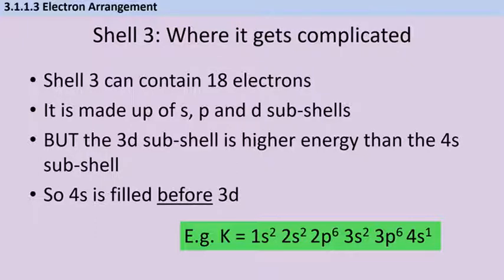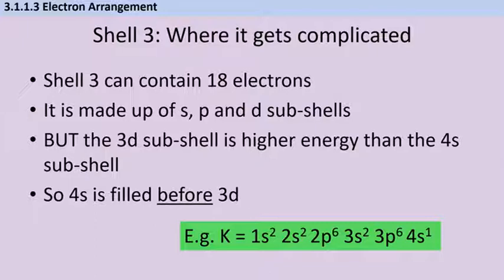So shell 3 can contain 18 electrons, and it's made up of S, P and D subshells. The S and the P subshells you've already met, you already know how they work. Here's the thing, the D subshell is higher energy than the 4S subshell. So you know how we said at GCSE we couldn't start a new shell until we'd filled up the previous one, but now we're saying we can't start a new subshell until we filled up the previous subshell.